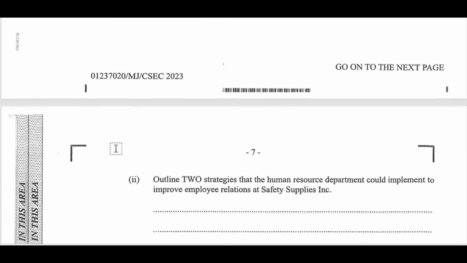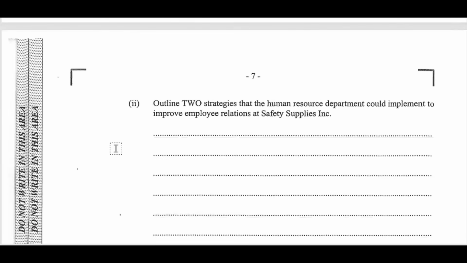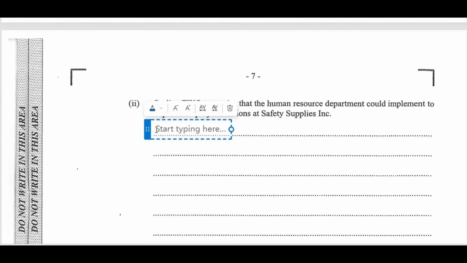Let's go to question 1. We're still on question 1. Outline 2 strategies that the Human Resource Department could implement to improve employee relations at Safety Supplies Incorporation. What are 2 strategies HR could do to improve the relationship between employees? What we can do, plan a team building workshop or events in the office.